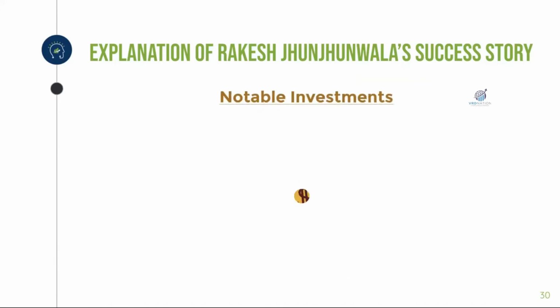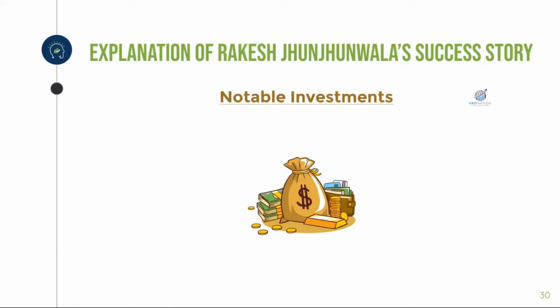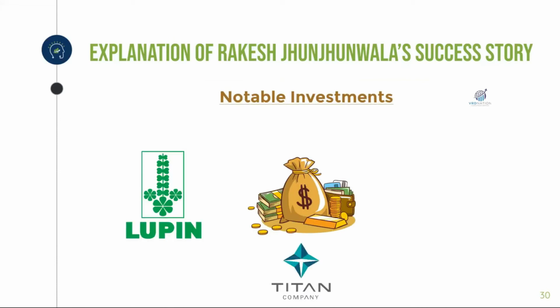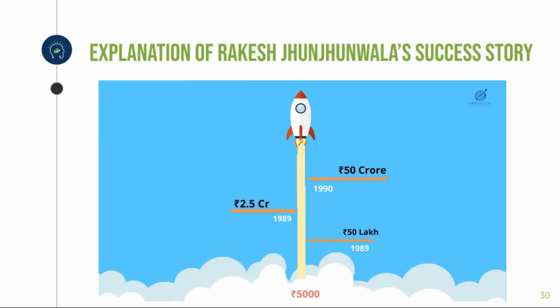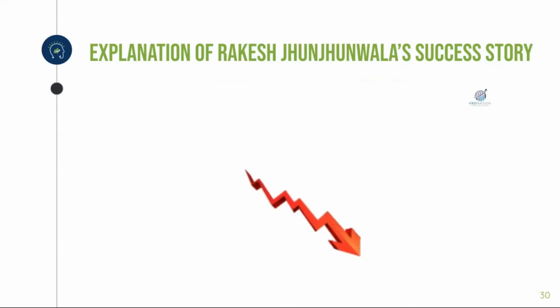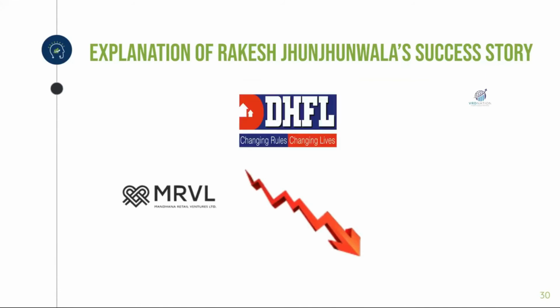Over the years, he has made some really profitable bets on companies like Titan, Lupin, Crisil and Praj Industries and several other companies, which catapulted his wealth to 20,000 crore rupees as of 2018. It is also important to understand that not every investment that Mr. Jhunjhunwala made was successful. In fact, he has incurred significant losses in investments such as Mandhana Retail Ventures, DHFL, Geojit Financials and a whole lot of companies.